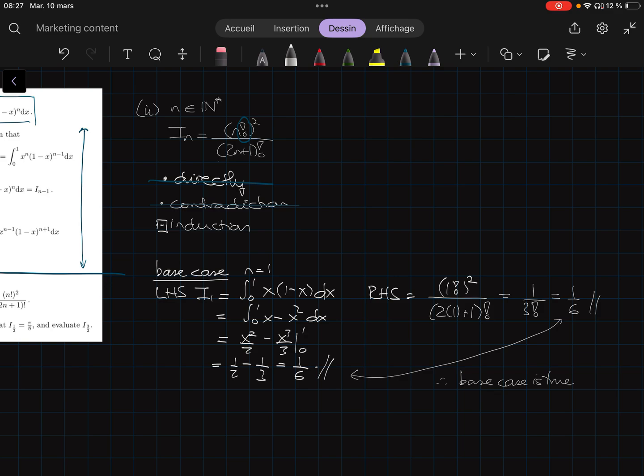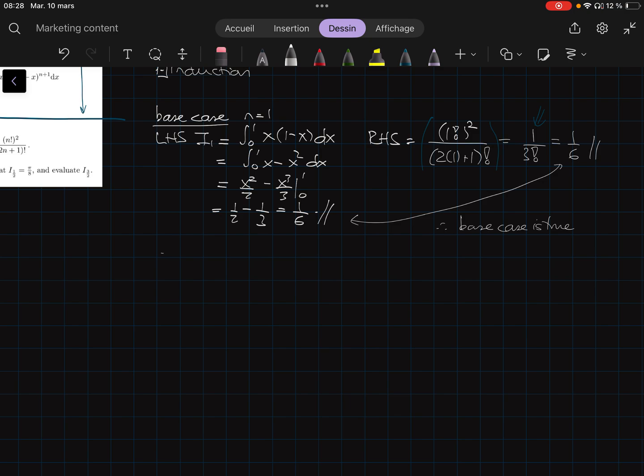Since this is a proof, please show all your work. You don't have to show this step, but you do have to show this before getting to 1 by 6. Otherwise, it can be seen as fudging your answer, and you will lose the mark on the base case.